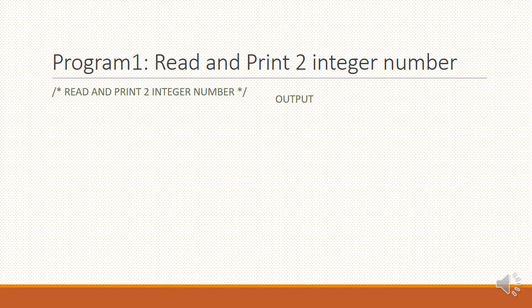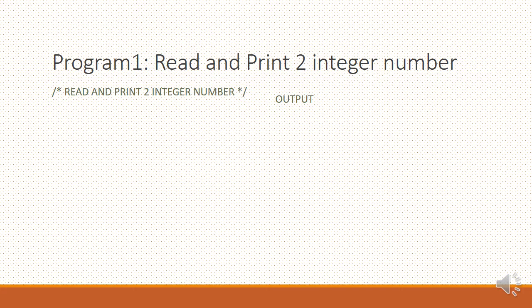So let us see one simple example. The first example is: I want to read and print two integer numbers. How to write that program? Let us begin with the program. First write the comment line. You have studied the structure of a C program, and according to that you have to write. First you have to write the comment line.